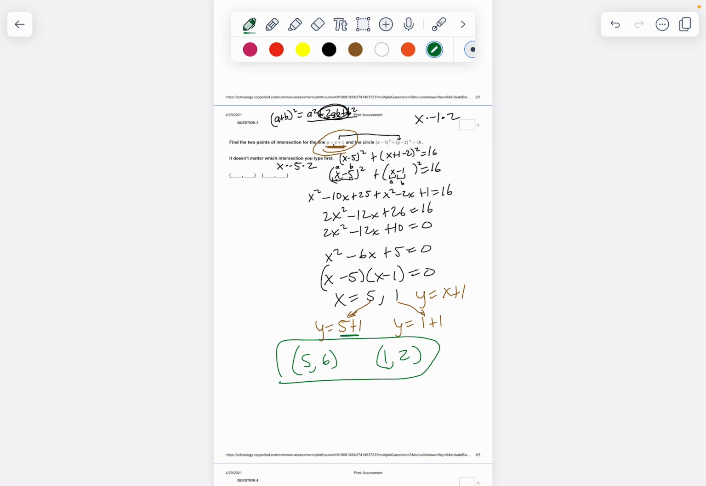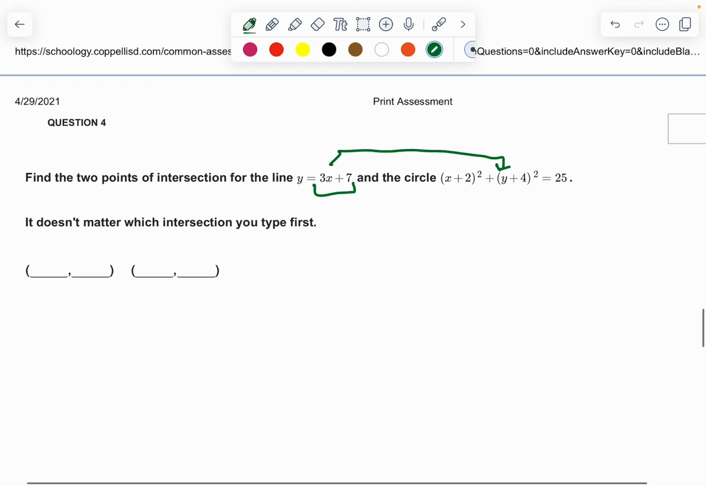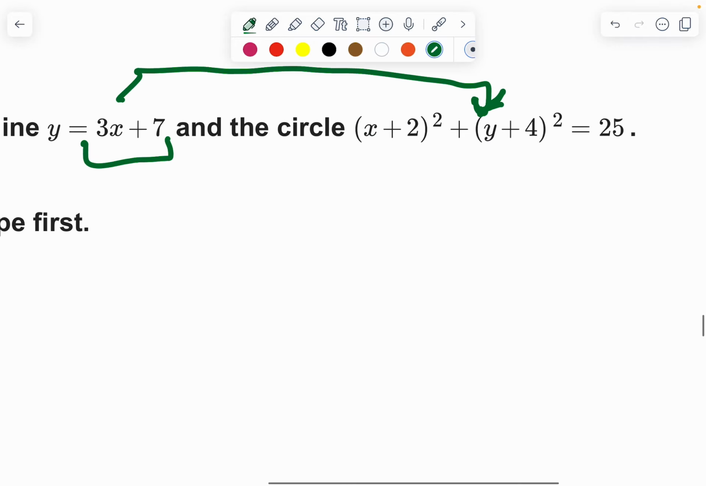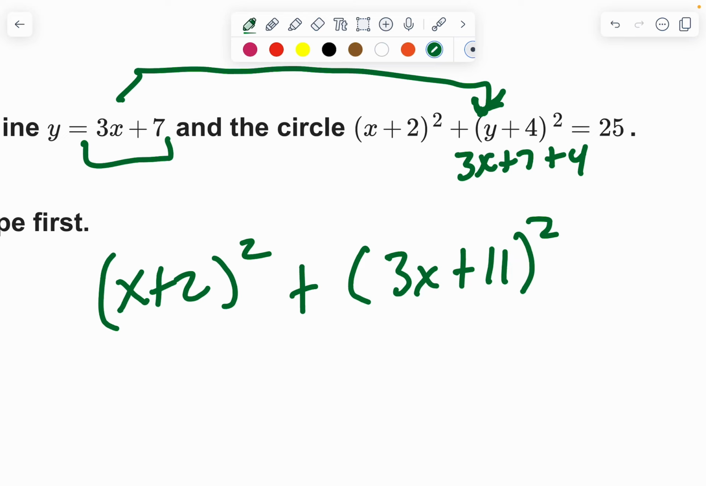I'm gonna do the rest of them a little faster, but it's the same idea the whole time, guys. All right, so find the 2 points of intersection for the line and circle. Same steps. I'm going to take this and plug it in for y. I'm going to skip around a little bit, but it's the same steps as before. So we have (x + 2) squared. And when I plug in 3x + 7, don't forget there's a plus 4. That's going to be (3x + 11) squared. And that equals 25. And then we practice squaring.